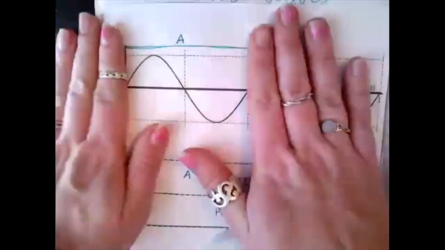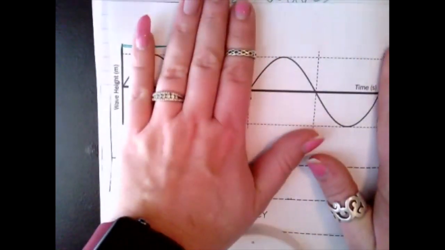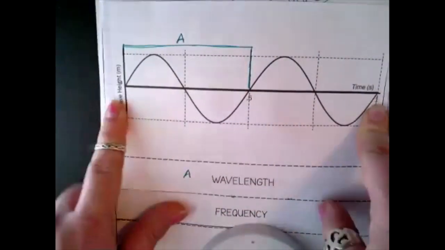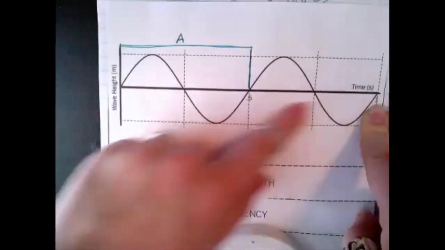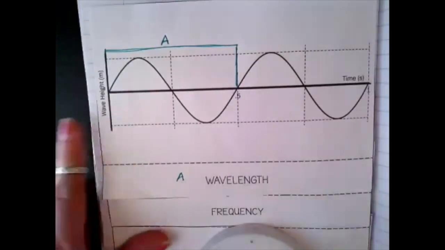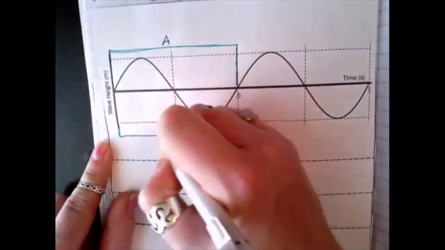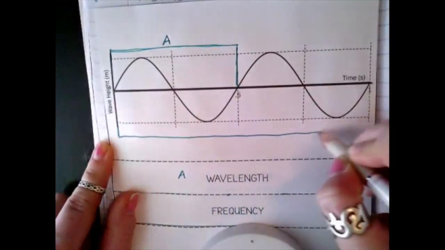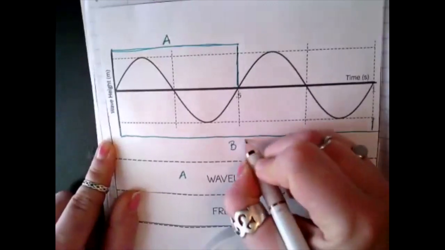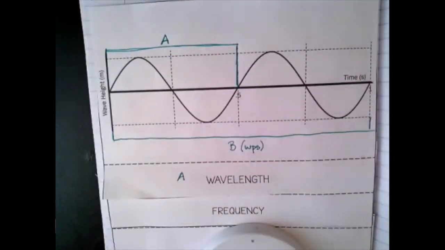I've got 1 complete crest and trough there. That's 1. 1 complete crest and trough there. This is my 1 second. This graph is indicating 1 whole second. So yes, the frequency is 2. The frequency is 2 wave cycles per second, or wavelengths per second.